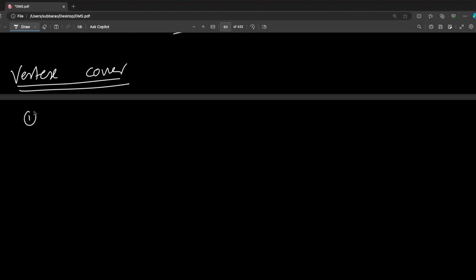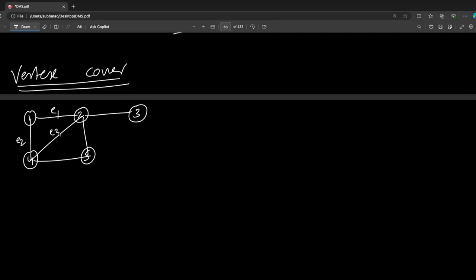Now take one diagram. Take this. E1, E2, E3. Assume that today's class has started now only. No need to get confused. Sometimes in one or two places you may not get it, but if you revise one time, you will get it. This one and the previous one have no relation. Vertex cover. This is the problem.